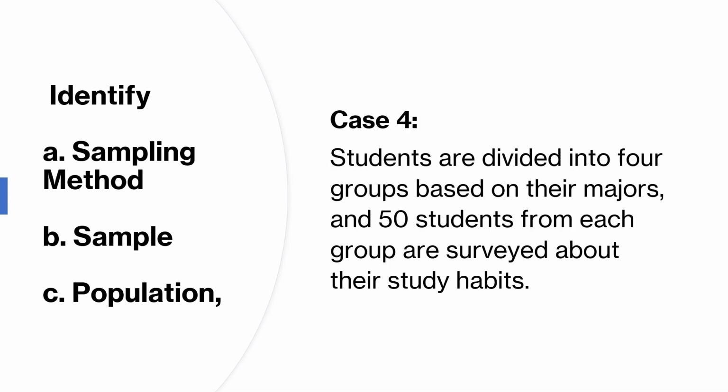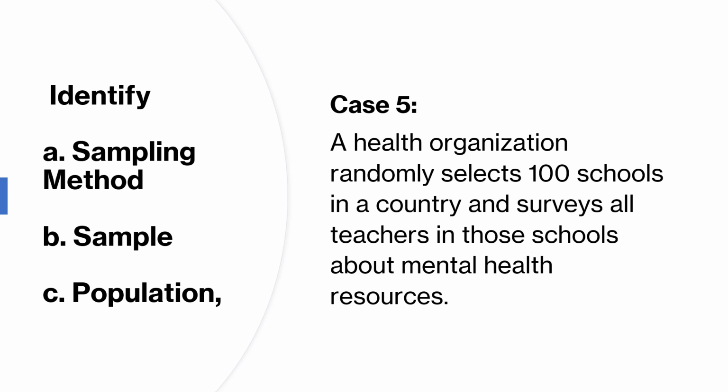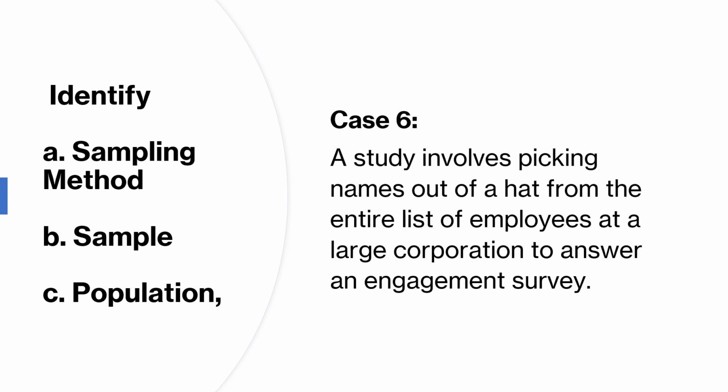Case 4. Students are divided into 4 groups based on their majors, and 50 students from each major group are surveyed about their study habits. Case 5. A health organization randomly selects 100 schools in a country and surveys all the teachers in those schools about mental health resources. Case 6. A study involves picking the names out of a hat from an entire list of employees at a large corporation to answer an engagement survey.